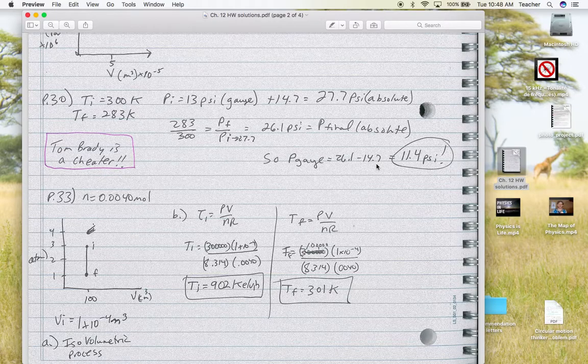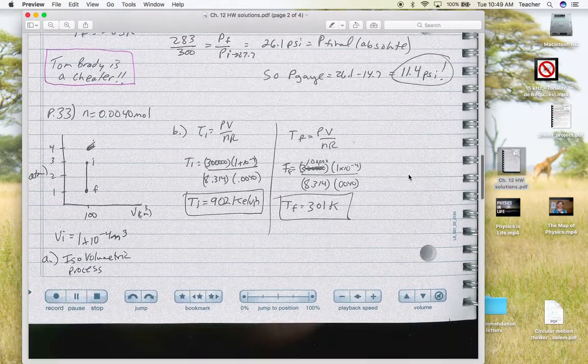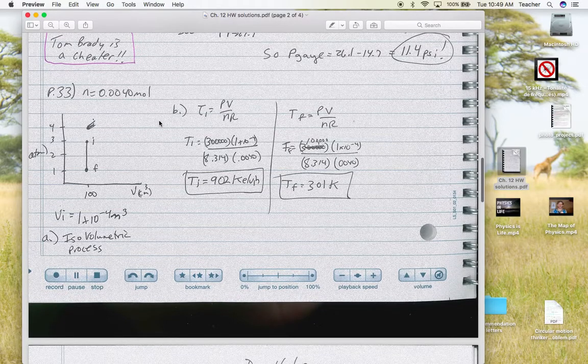So then we have to subtract off the atmosphere, and we get that the ball's pressure is lowered quite a bit. It is interesting because for a fairly small change in absolute temperature, the gauge pressure does also change by quite a bit, going from 13 to 11.4.